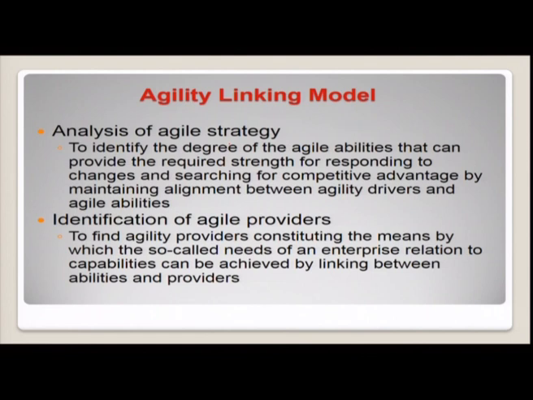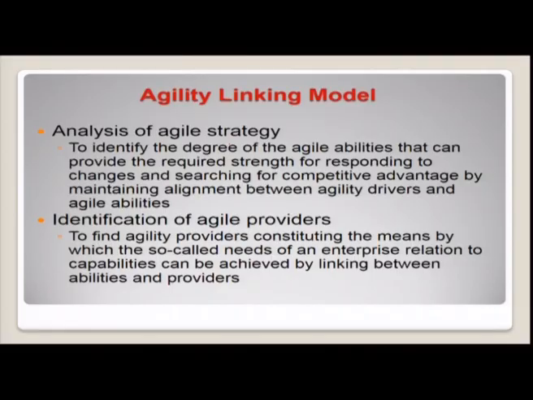Then let us discuss the agility linking model. It is classified into 2 groups. One is the analysis of agile strategy, and the second determines how to identify the agile providers, the identification of agile providers. So let us now analyze the agile strategy.